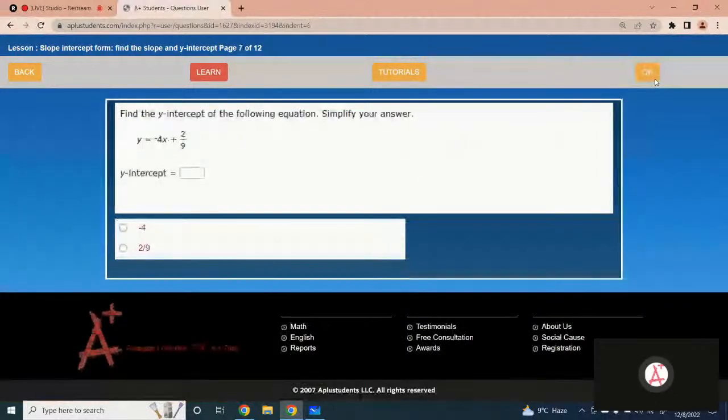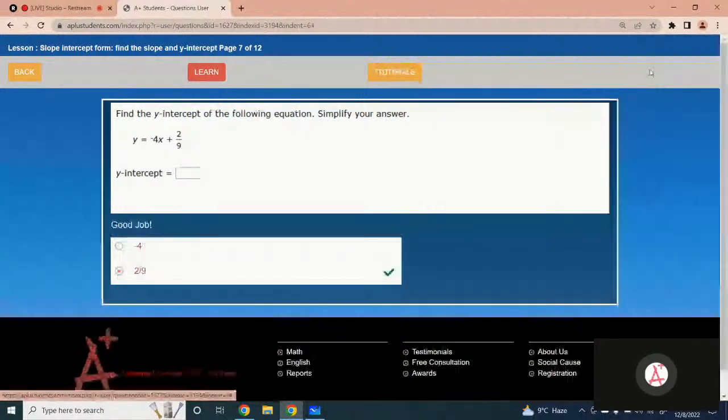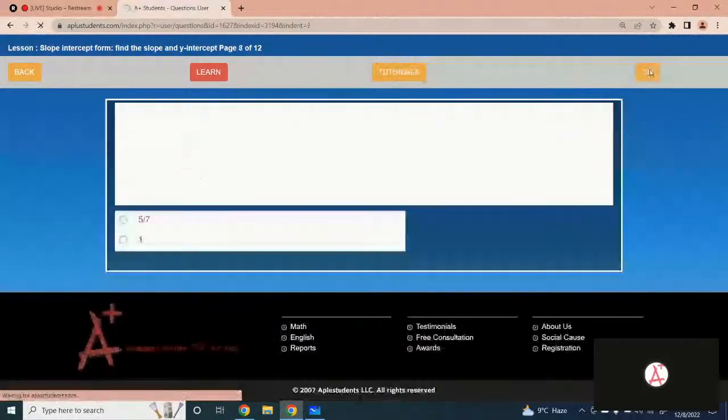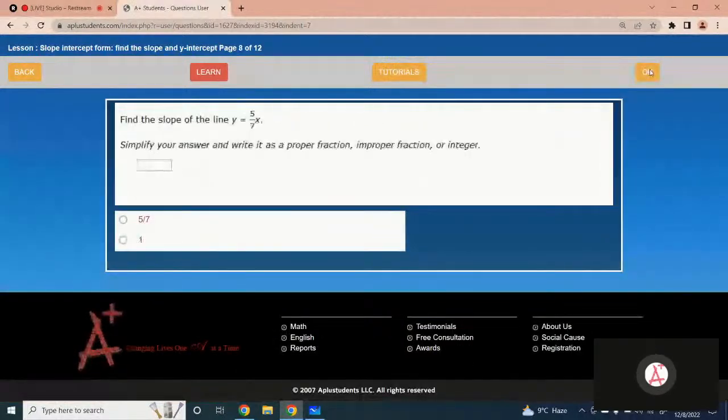Okay, find the y-intercept of the following equation. Simplify your answer. It would be y equals mx plus b. So b is the y-intercept. So b in the equation is, yes, very good, it would be 2 over 9. Just select the correct option, then click on the OK button. If you have any question, please write the question in the chat box. I'll answer all your questions if you have any.